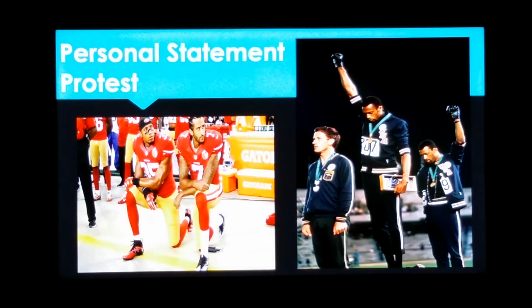Very, very controversial. People got very, very mad. President Trump made a whole big deal out of it as well. Kaepernick hasn't been able to play in the NFL since. He did win a collusion suit against the NFL, proving that they, I guess, don't want him in there.